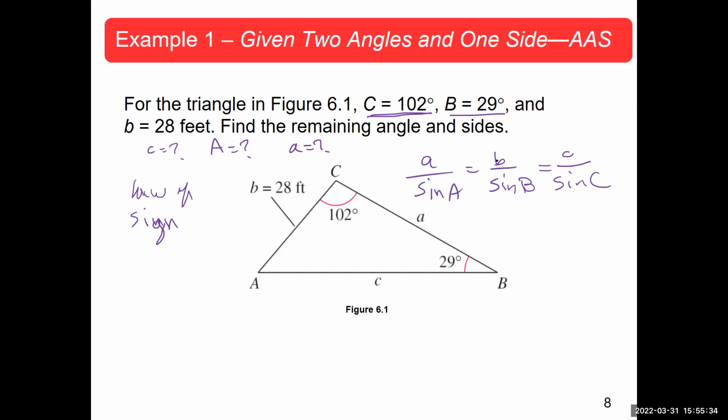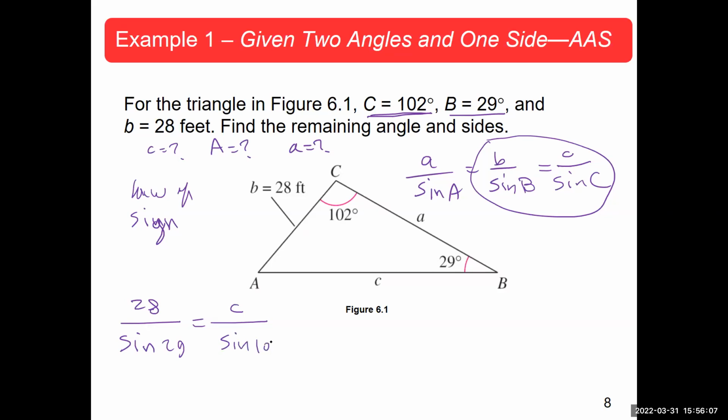Do I know B? Yes. Do I know angle B? Yes. Do I know the edge C? No. But do I know the angle C? Yes. So that's the one that has 3 givens, 1 unknown. I'm going to take this combination first. So what is B? 28 over sine of B. What is the sine of B? 29 equal C. I don't know. Sine of C, 102.